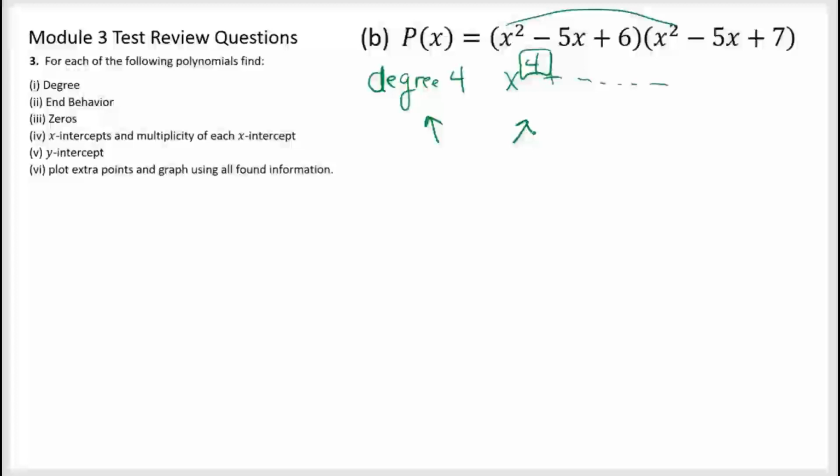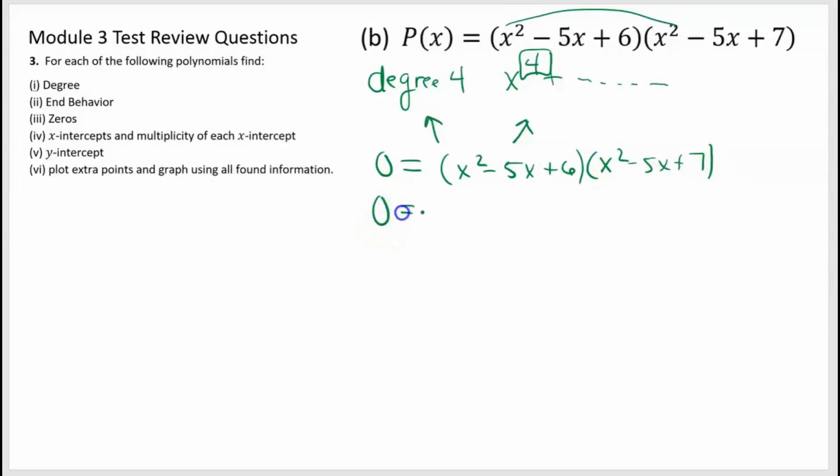Now, the zeros, remember you set the entire thing equal to 0. So that's what I'm going to do. Now, that's going to be x squared minus 5x plus 6 times x squared minus 5x plus 7. But now I need to factor each of these, if they'll factor. If they don't factor, to find the zeros or the x-intercepts, I'm going to have to use the quadratic formula. But look, this factors into x minus 3 times x minus 2. Those are values that multiply to be positive 6 and add to be negative 5.